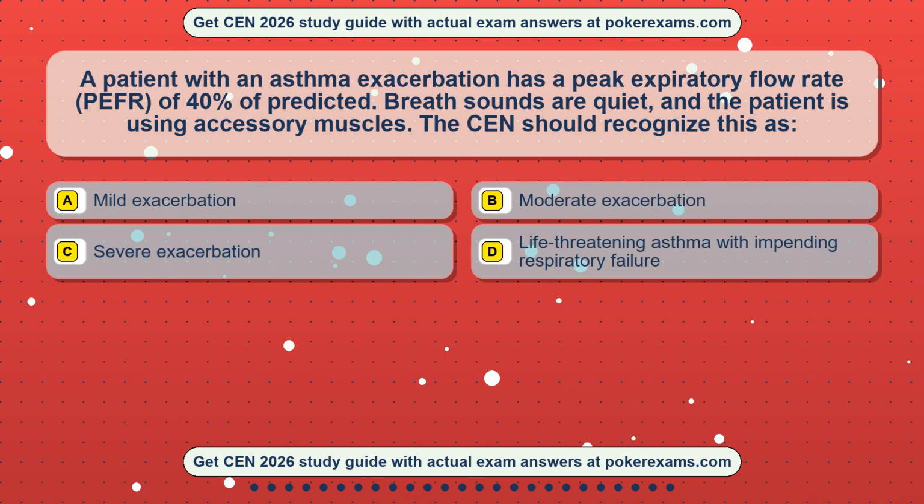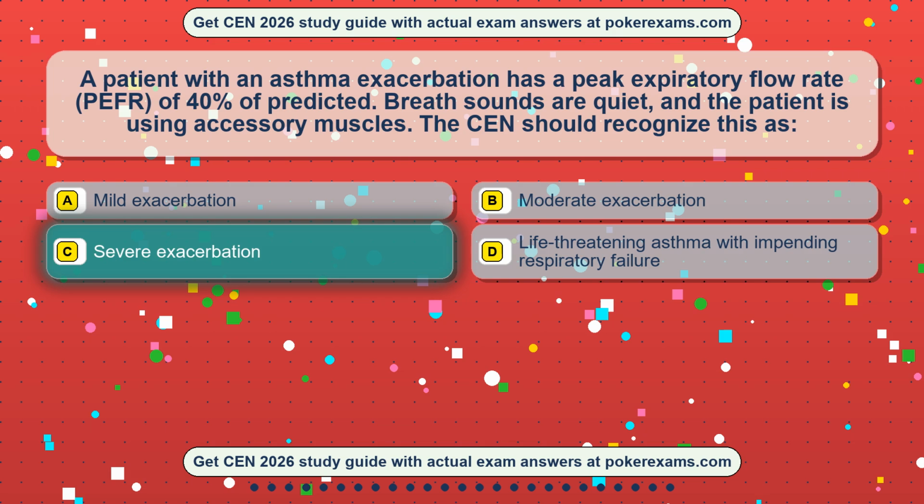Question 5. A patient with an asthma exacerbation has a peak expiratory flow rate, PEFR, of 40% of predicted. Breath sounds are quiet, and the patient is using accessory muscles. The CEN should recognize this as: Option A, mild exacerbation. Option B, moderate exacerbation. Option C, severe exacerbation. Option D, life-threatening asthma with impending respiratory failure. The correct answer is option C, severe exacerbation.